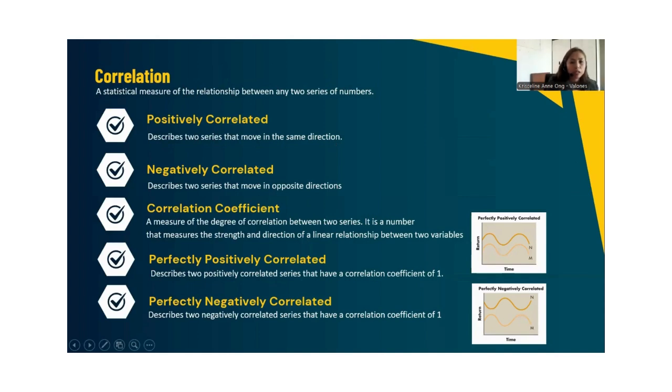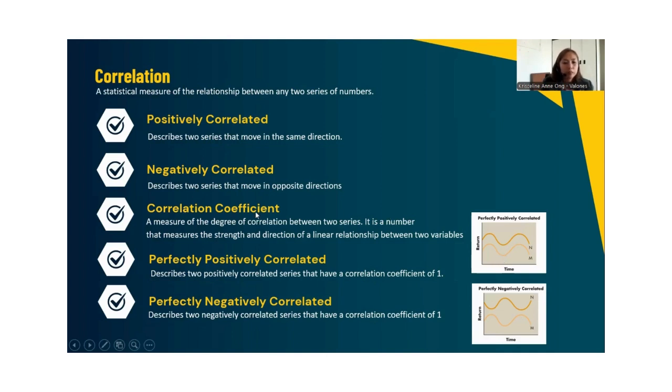Let's talk about correlation. Correlation is a statistical measure of the relationship between any two series of numbers. Positively correlated means two series that move in the same direction. Negatively correlated means two series that move in opposite directions, like this one.